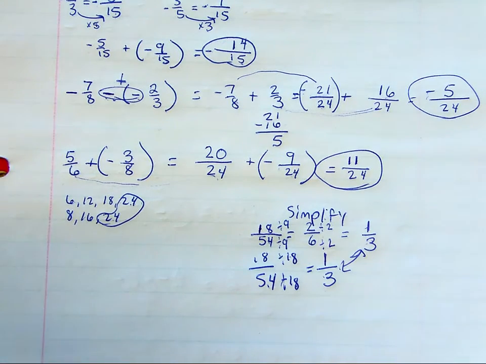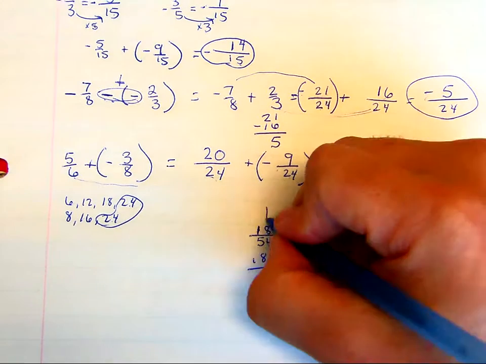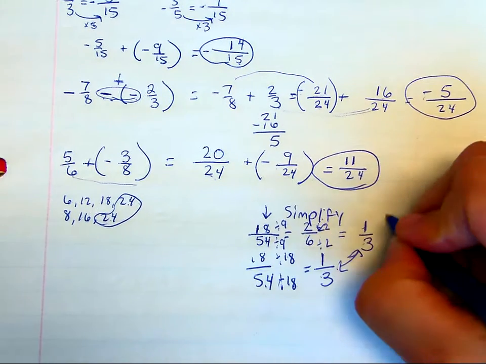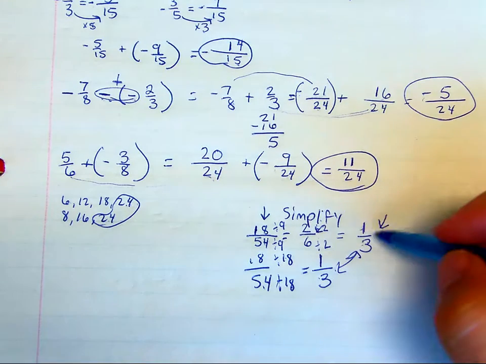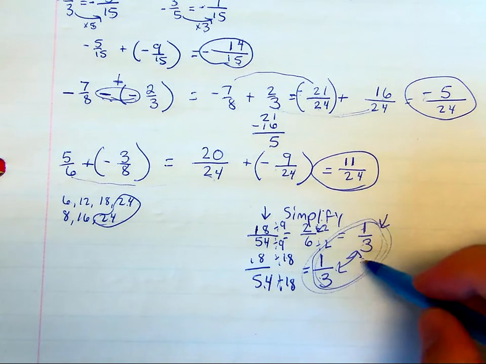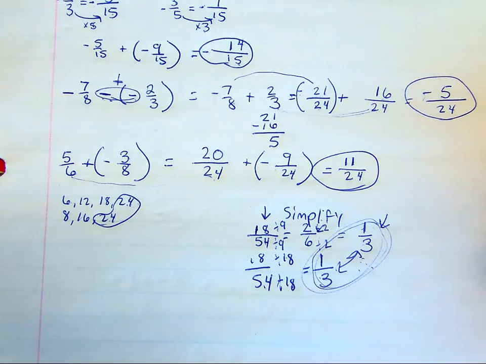But if you can simplify, it's a good thing. These are all equivalent to each other. They're all right answers, but this one's a little bit easier to understand, to work with, since the numbers are smaller there.